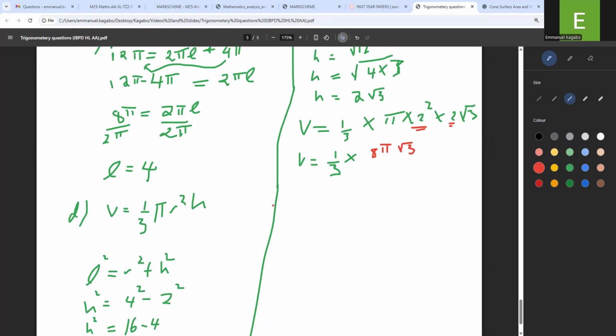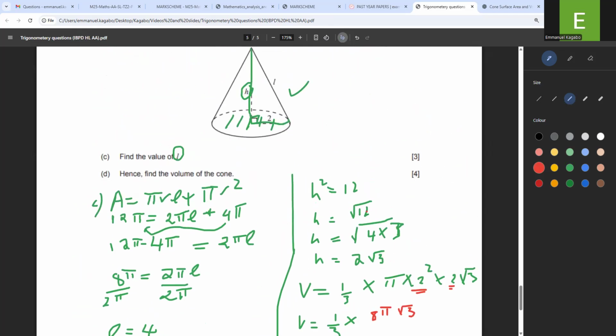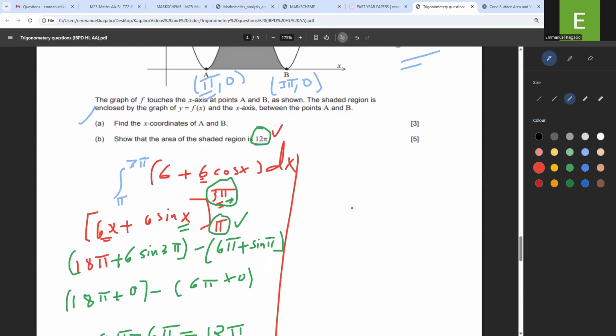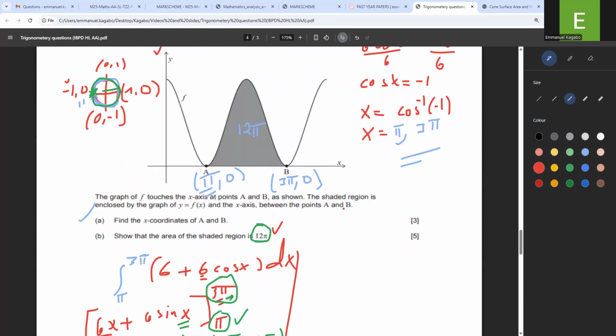Yeah, you see that? So if I just rearrange the values, because I finished the question, there's more simplification. I can simplify further. So it's going to be 8 pi square root of 3 over 3 units cubed. That's the volume, right? Okay, that is it. How many marks have I got? I've just got 15 marks. Easy. Not hard at all.